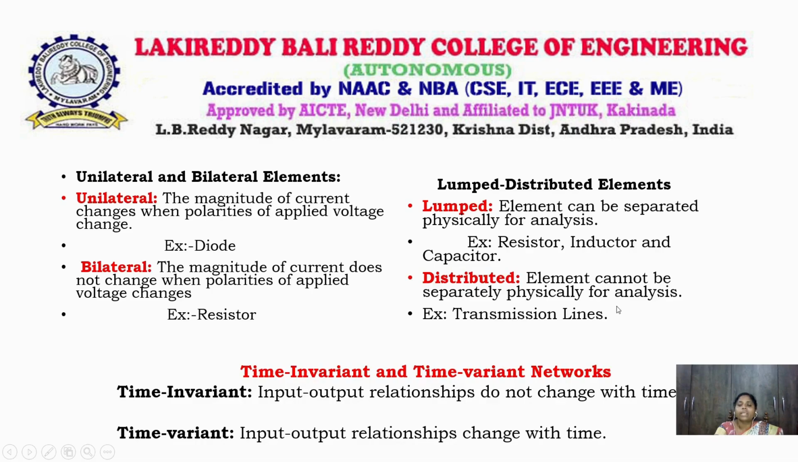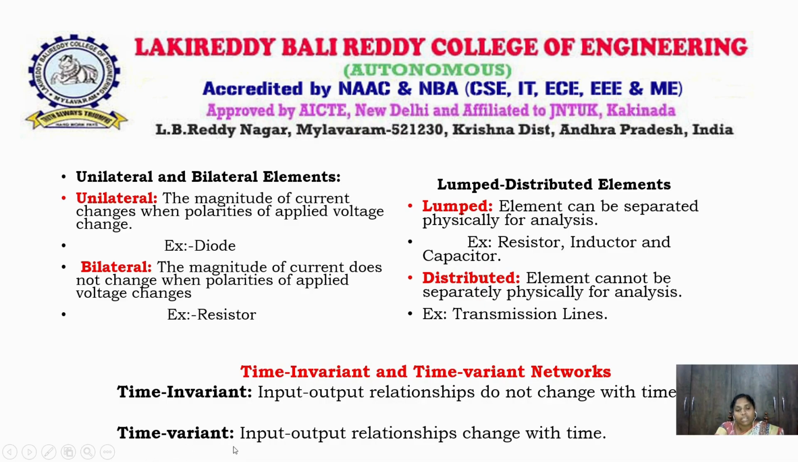So an element that cannot be separated physically for any analysis is known as a distributed element, and the example is transmission lines. Along with these cases, we also have one more: time invariant and time variant networks. Time invariant means the input-output relationship does not change with time; that type of element is time invariant and the circuit is a time invariant circuit.